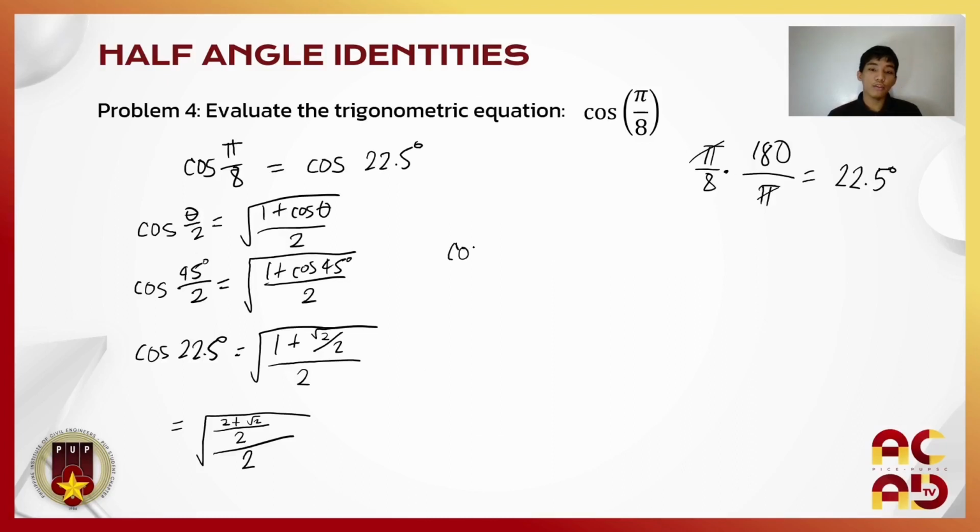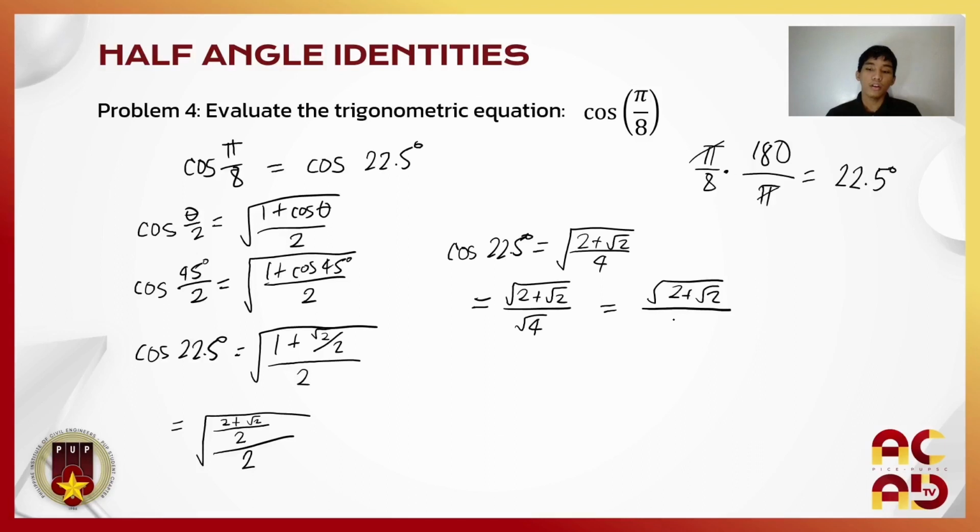So, dito na tayo, yung cos 22.5 degrees is equal to the square root of 2 plus square root of 2 all over 4. Kasi, dalawa yung magiging nasa denominator natin na 2. So, 2 times 2, that is 4. And then, loss of radicals, 2 plus the square root of 2 all over the square root of 4. So, that should equal to the square root of 2 plus square root of 2 all over 2. So, this is our final answer.